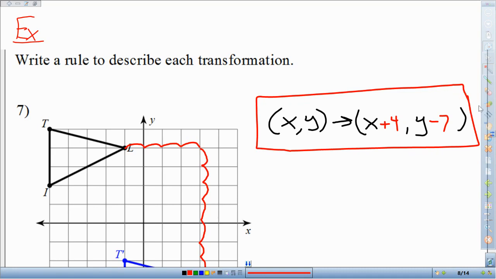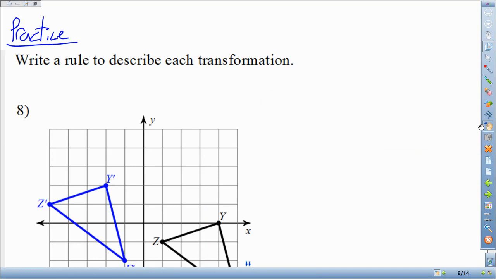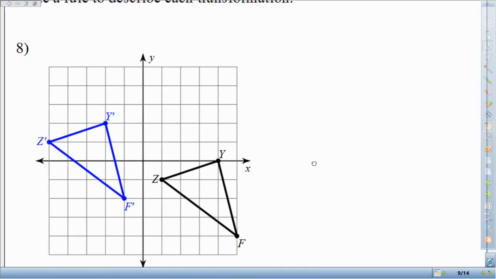Okay, so not too shabby. You only need to check one point and its image, so that's kind of nice. So on your own, go ahead and try one of these out. Write out that rule just like I did, and see how you're doing. Go ahead.